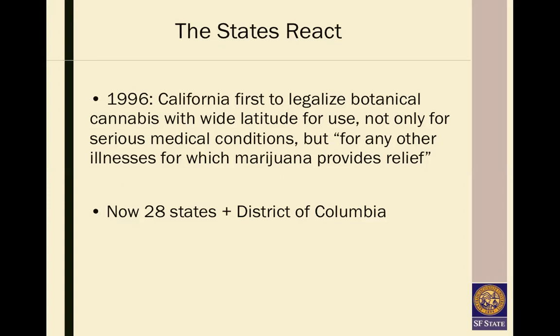But in 1996, California was the first to legalize cannabis with a wide latitude for use, not only for serious medical conditions, but for any other illnesses for which marijuana provides relief. So California was one of the first states to start to use cannabis again for treatments. And it was very broad on what got considered medical conditions. So we had many people asking for medical cards to get cannabis. Now cannabis is more widespread in the United States and more acceptable on the state level, not on the federal level.